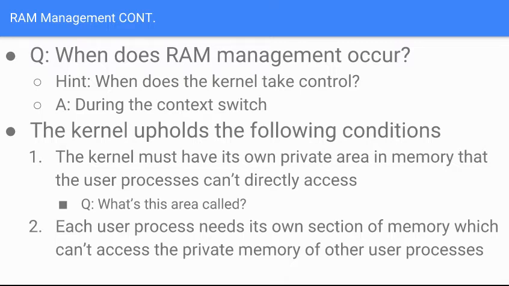And another kernel condition that it must uphold is that each user process needs its own section of memory which cannot access the private memory of other user processes. Okay. And what's this general idea called? We just spoke about it pretty recently. That's sandboxing. Okay.